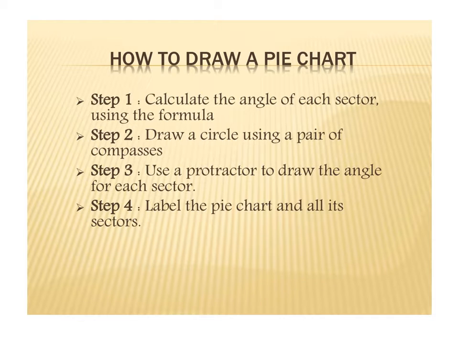Now, how to draw a pie chart? In step 1, calculate the angle of each sector using the formula. In step 2, draw a circle using a pair of compasses. In step 3, use a protractor to draw the angle for each sector. In step 4, label the pie chart and all its sectors. So by using all these steps, we draw a pie chart of given data.